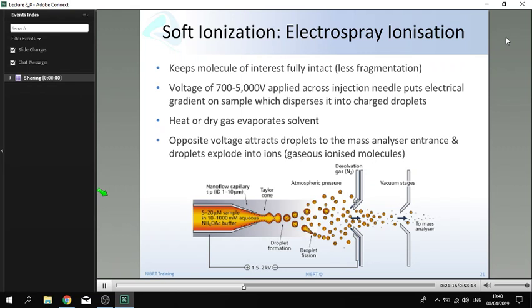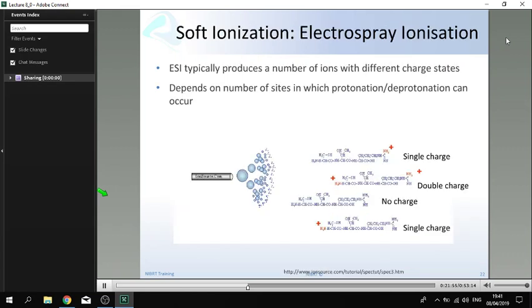Okay, so we get charged droplets, and our sample is within those charged droplets. Then the solvent is evaporated using heat or dry gas, and as we evaporate the solvent, as you can see here in the middle, as the droplet is being dried, the charge will jump from it onto our sample. And then the opposite voltage will attract droplets to the mass analyzer entrance, and droplets will explode into ions.